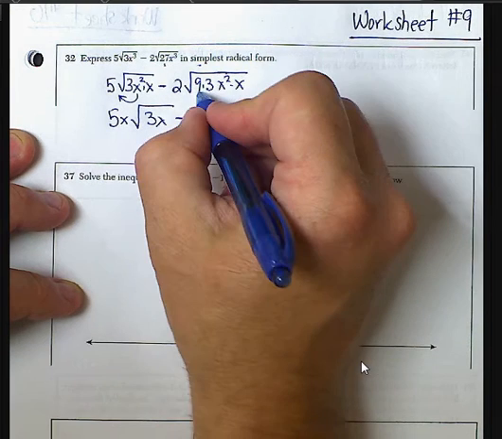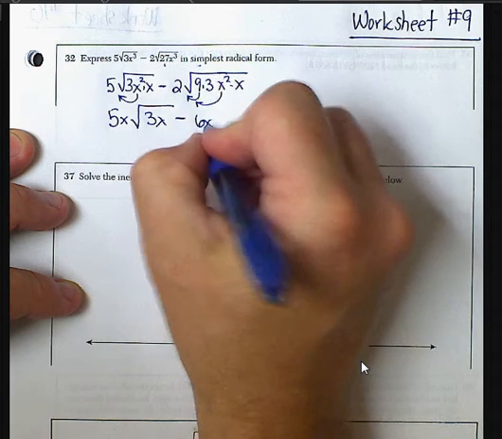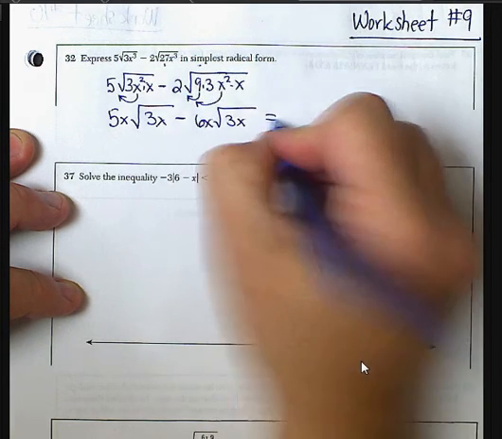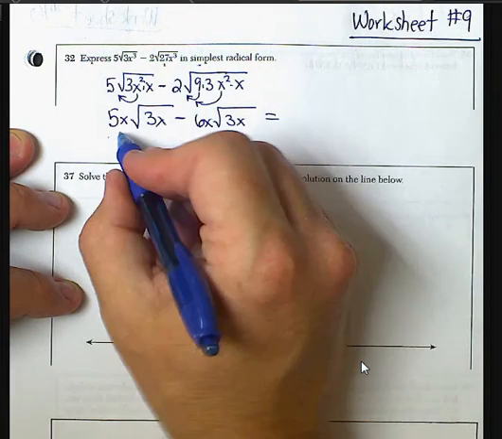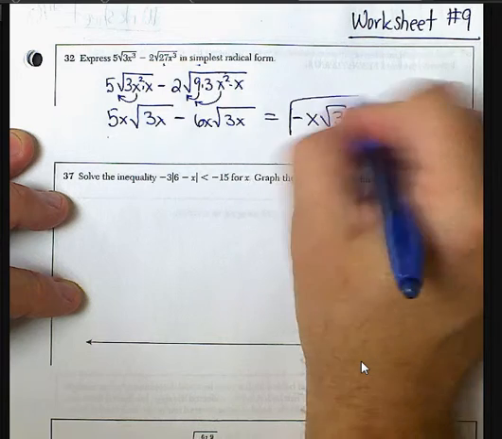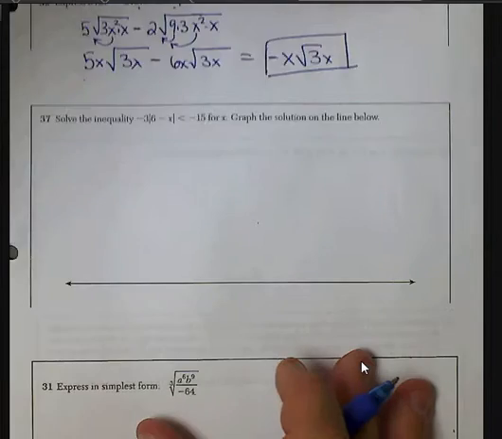Minus the square root of 9 is 3. The square root of x squared is x. You're going to get 6x on the outside. Inside you'll be left with 3x. I can now simplify these by putting them together. That'll be a minus x on the outside, square root of 3x on the inside. That's done. Next question, 37.